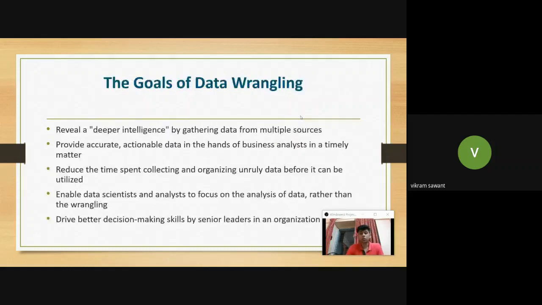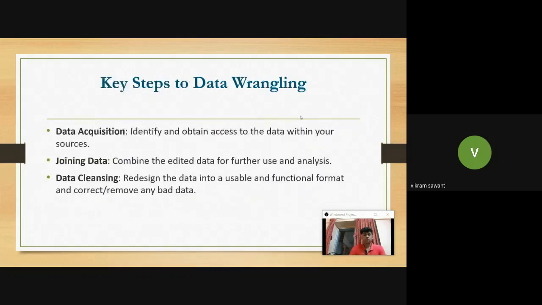So these are the goals of data wrangling: deeper intelligence, provide accurate, actionable data in the hands of business analysts, and reduce the time spent in collecting and organizing unruly data before it can be utilized. So it enables data scientists and analysts to focus on analysis of data rather than wrangling. Data wrangling has some steps: cleaning, enriching, validating, and publishing. So there are key steps to data wrangling.